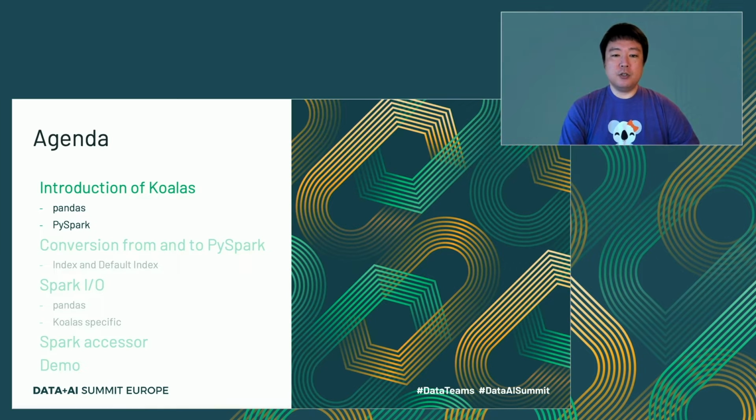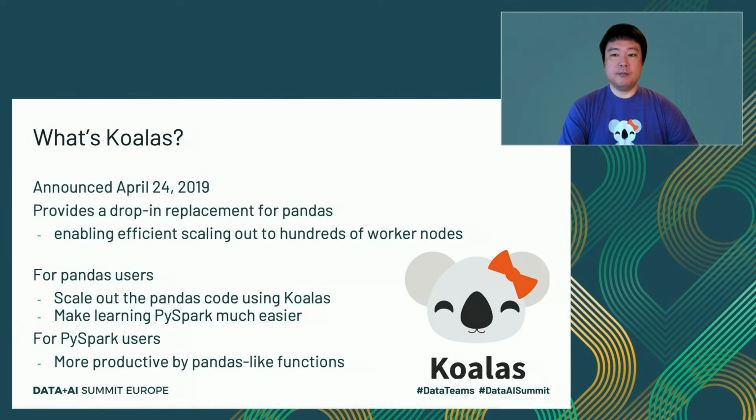Firstly, let's look over Koalas, pandas, and PySpark. What is Koalas? Koalas was announced on April 24th at the previous Spark AI Summit. It's a pure Python library and provides a drop-in replacement for pandas, enabling efficient scaling out to hundreds of worker nodes for everyday data science and machine learning.